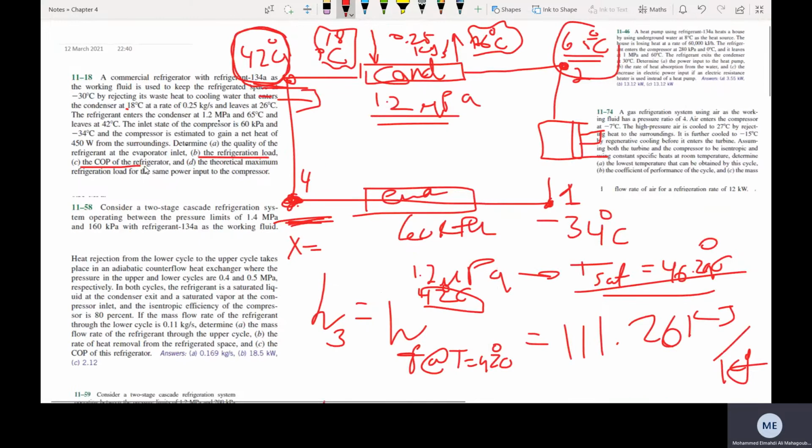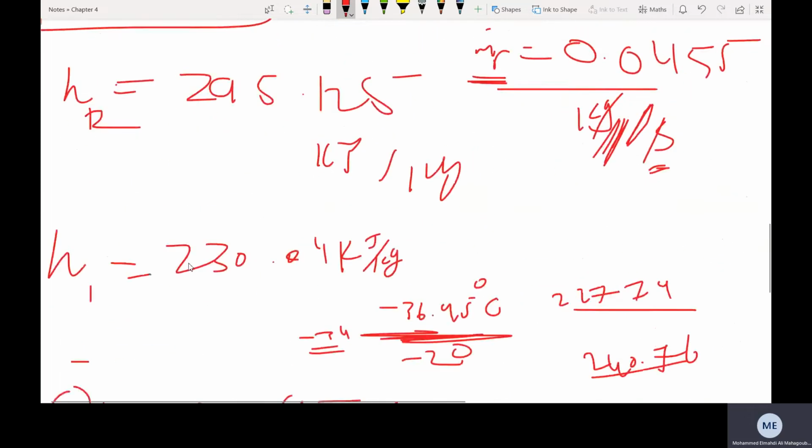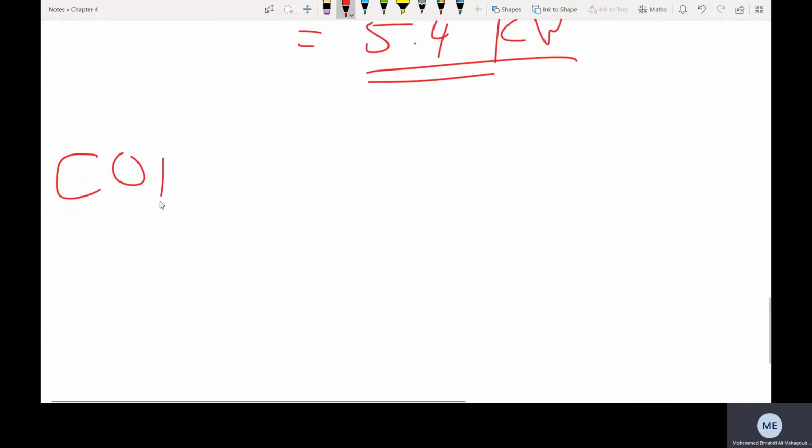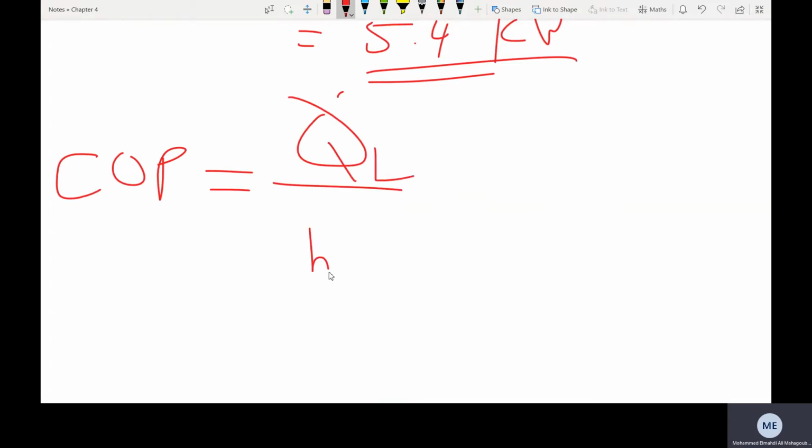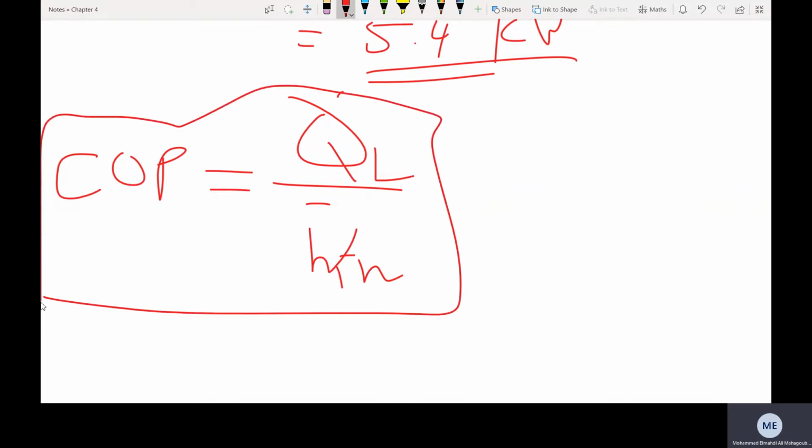Now I need to find the COP of the refrigerator. What is the COP of this refrigerator? The COP of the refrigerator is equal to Q dot L over the amount of the work in. Or you can do it in another way: you can put Q dot L here, and here Q dot H minus Q dot L. You can do it in many ways, but for now it's the easiest way.